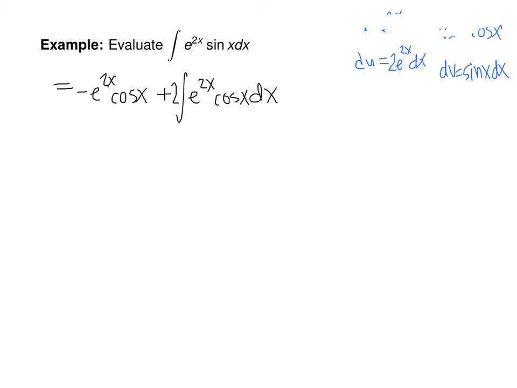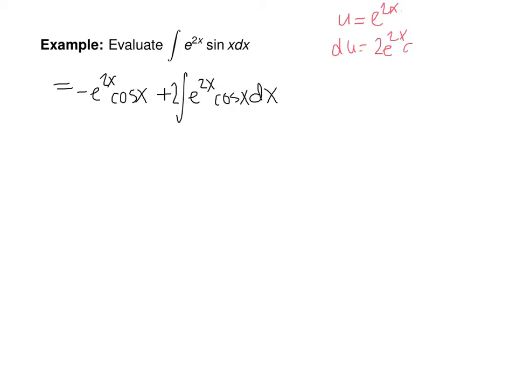And this time we'll pick u and dv in the same sort of manner, like letting dv equal the trig function and u equaling the e to the 2x function. So now we'll let u equal e to the 2x. So du is equal to 2e to the 2x dx. dv is equal to cosine x dx. And v is equal to just plain old sine x.